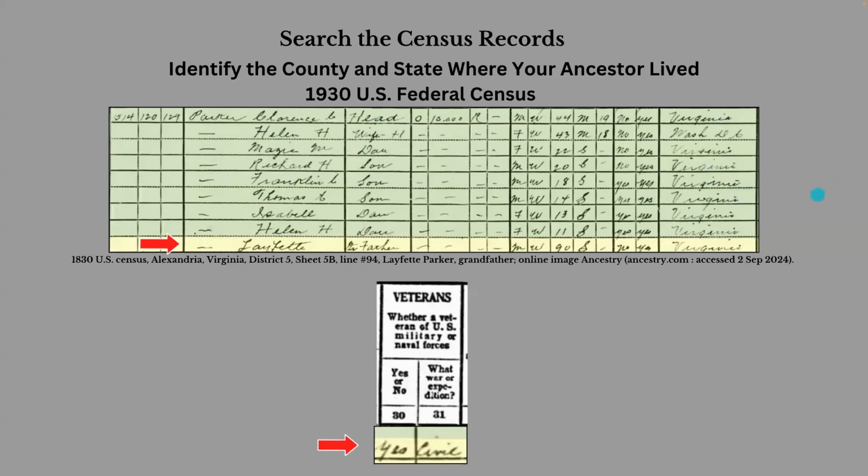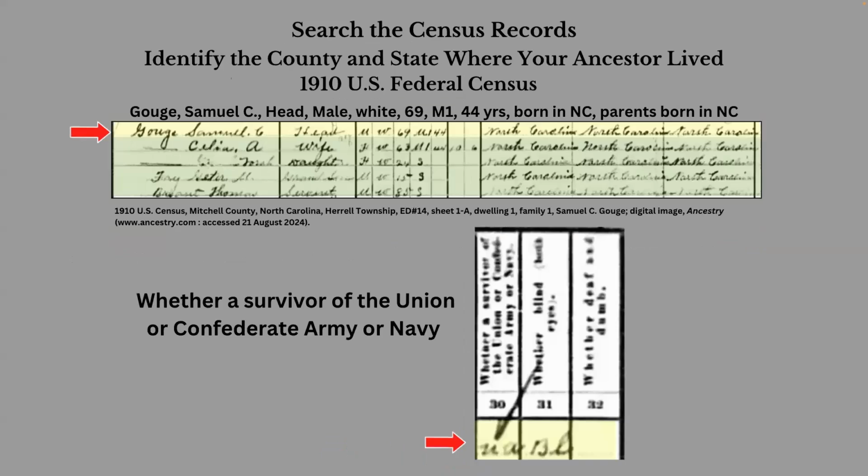And you want to go all the way over to column 30 and 31, because it asked if you were a veteran of the U.S. military or naval forces. And then below that, the enumerator would record yes, and then you had to fill in which war. So Lafayette Parker was a veteran of the Civil War. If you didn't know that, now you know that you have more places to search. Did your Civil War ancestor live till 1910?